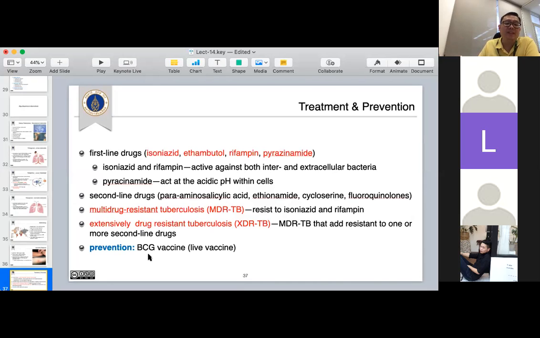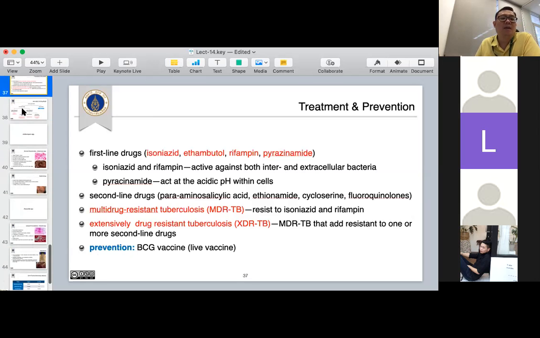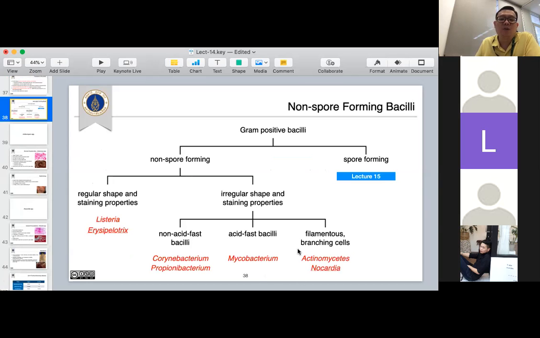Prevention, we use BCG vaccine. BCG is a strain of Mycobacterium bovis. It is a live vaccine because bovis causes a milder infection. We use BCG in children and let children develop an immune response. Okay. So now we move to the last group.